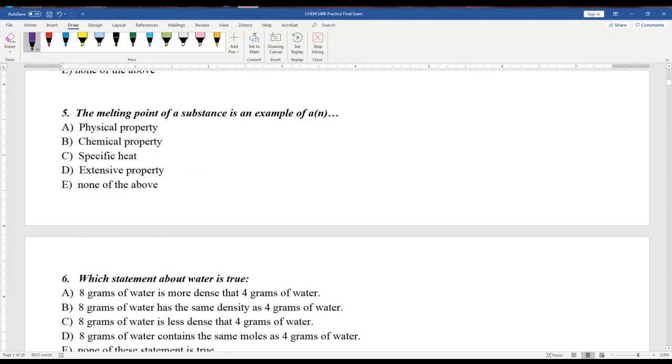What type of property? Physical property. Yeah, it's a physical property. So in general, a physical property is anything that does not require you to use a chemical reaction to figure it out. So can I find the melting point of something without changing what it is, without reacting it? Yeah.